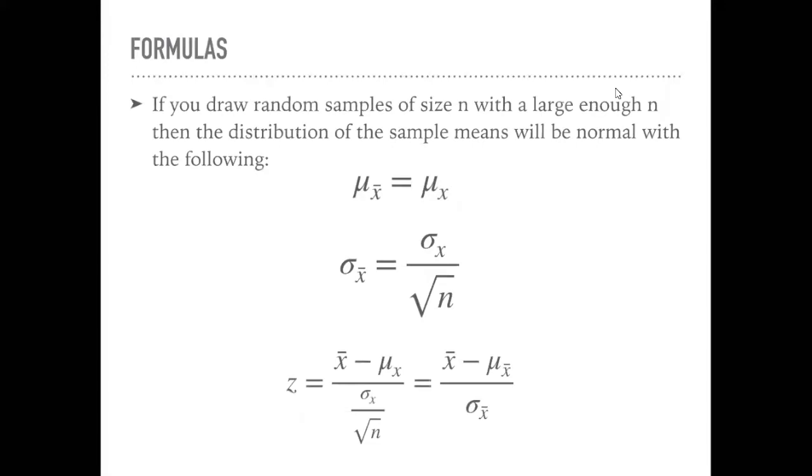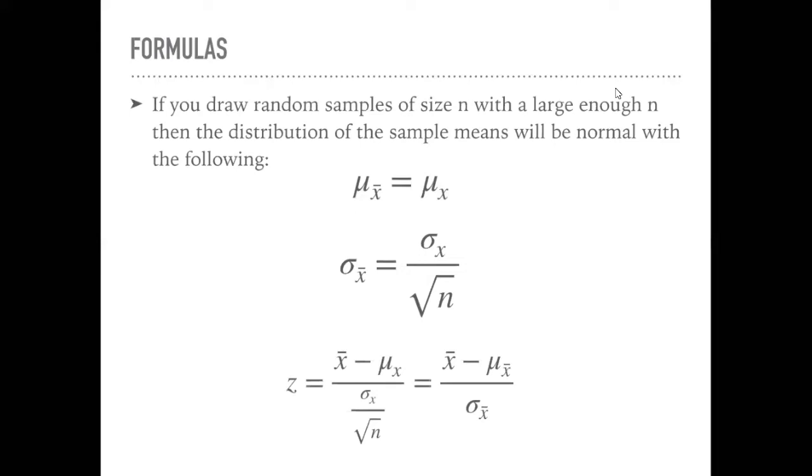And then for a z value, you're just using the z-score formula that we've used before, only now instead of a data value, our data value is a sample mean. So it's the sample mean minus the mean of your data values, divided by the fraction: the standard deviation of your data values over the square root of n. Or you can look at it in terms of your sample means: sample mean minus the mean of your sample means, divided by the standard deviation of your sample means.